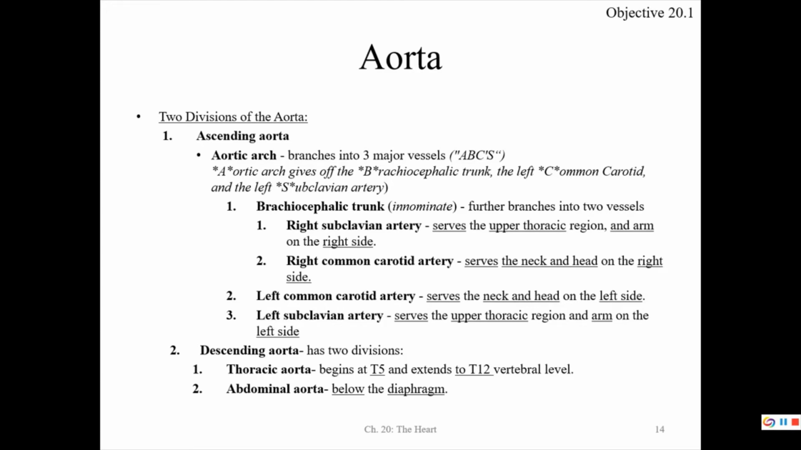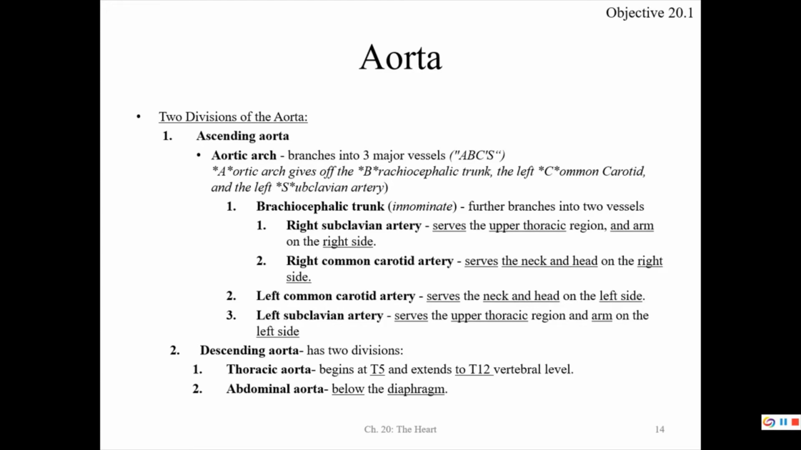So the left common carotid does the head and neck on the left. Left subclavian, upper thoracic, and left arm. All this on the left side. Now, the descending aorta branches into what we call the thoracic aorta and abdominal aorta.